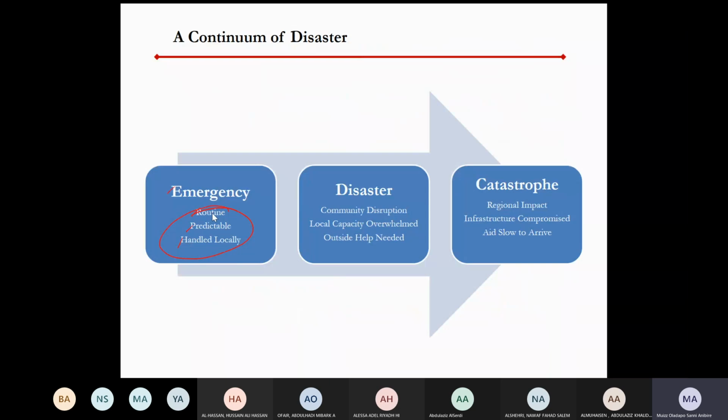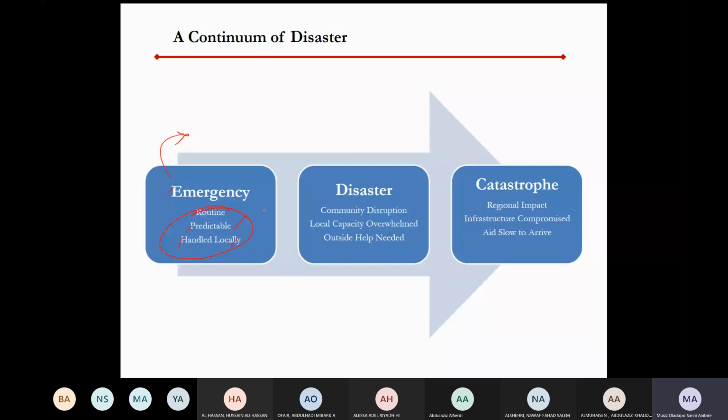You could say, for example, floods, routine floods. Usually when it's time for rain, the rainy season here in Saudi Arabia, you know that you're going to have some floods in some areas. So you can predict this. And you know that this can also be handled locally, because there's up to a level that can be handled locally.